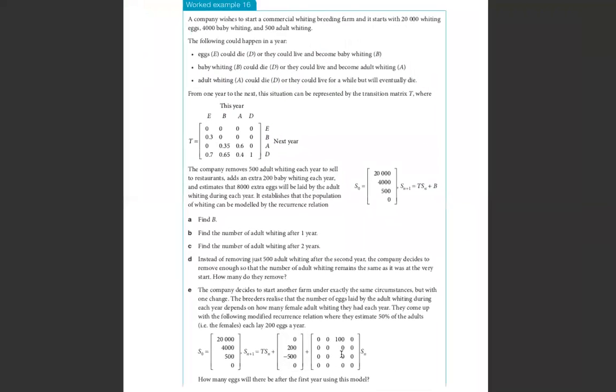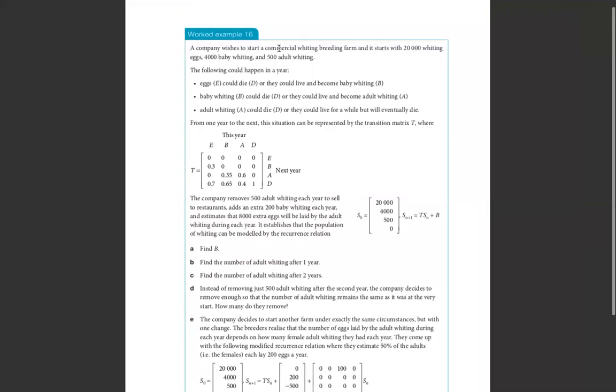The worked example from your book: a company wishes to start a commercial whiting breed farm, and it starts with 20,000 whiting eggs, 4,000 baby whiting, and 500 adults. The following could happen in a year.